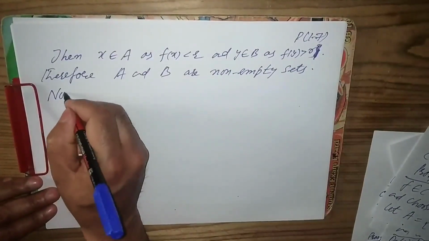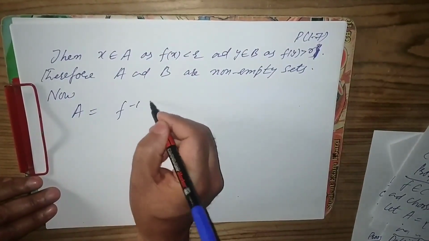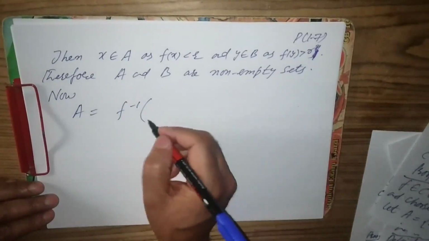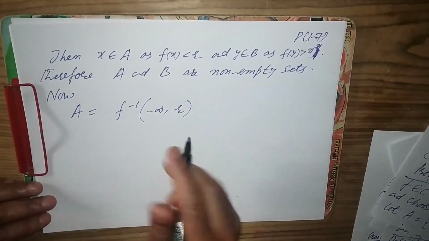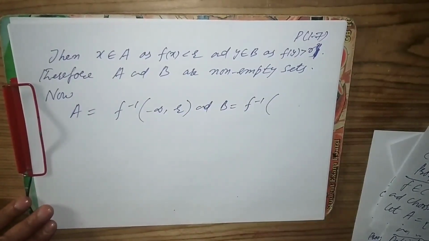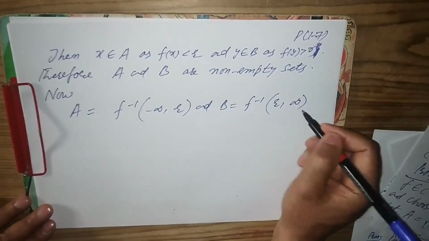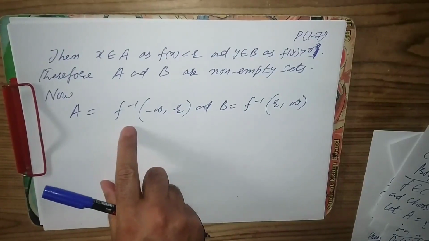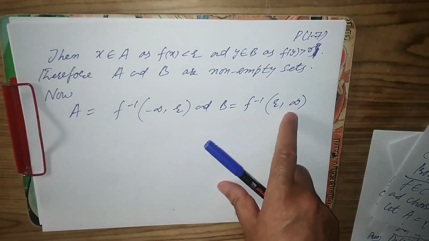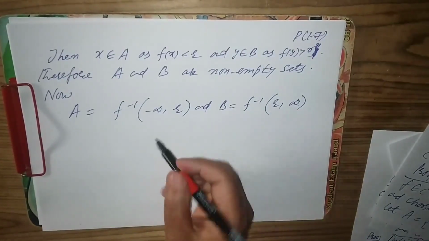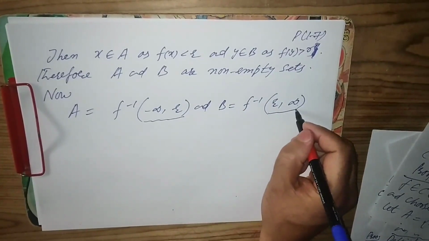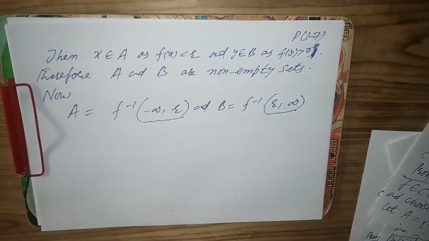Now this A, what is this A actually? It's equal to f inverse of the set less than r, so it's the inverse image of minus infinity to r. And B is equal to the inverse image of the set greater than r, so r to infinity. You can easily verify this. A is the inverse image of the unbounded interval minus infinity to r, and B is the inverse image of the unbounded interval r to infinity. And you know this is an open set in R, and this one is also an open set in R, and f is continuous, the inverse image of open sets is open, therefore A and B are open.